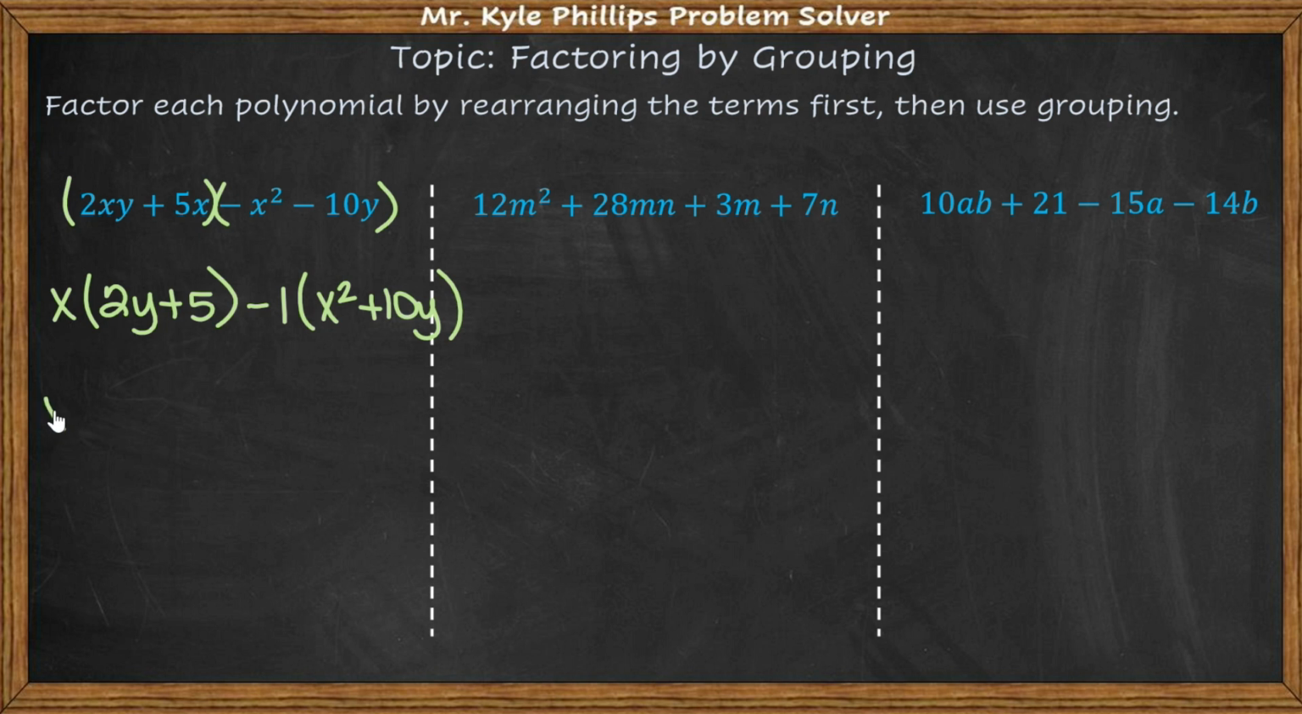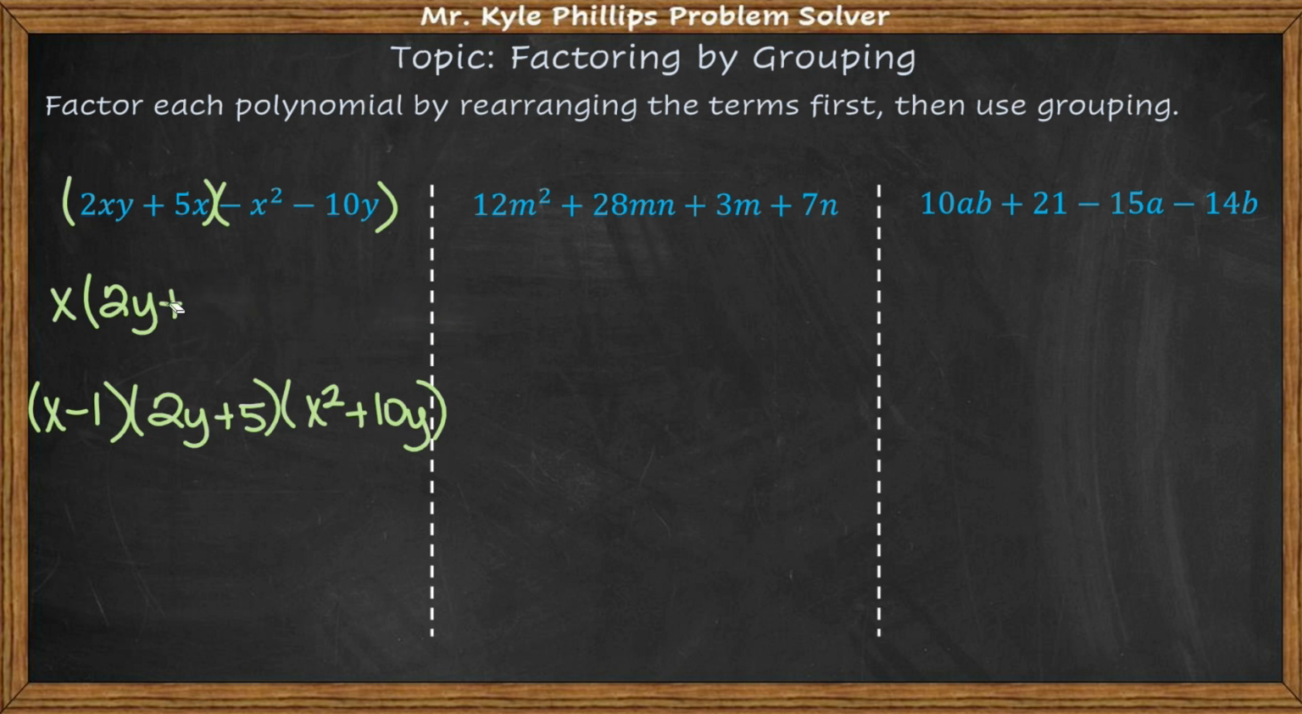You're not going to say, oh, well, the answer is just x minus 1, 2y plus 5, and x squared plus 10y. That's not the answer, because if we multiplied all of this together, we're not going to get this. We're going to get something totally different. So these are not the factors. So we got to go back and rethink this.